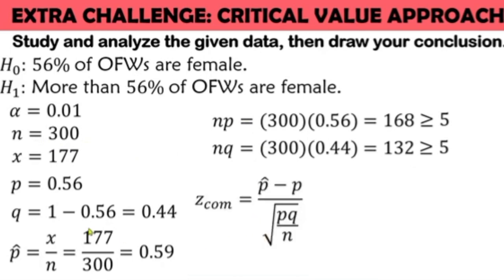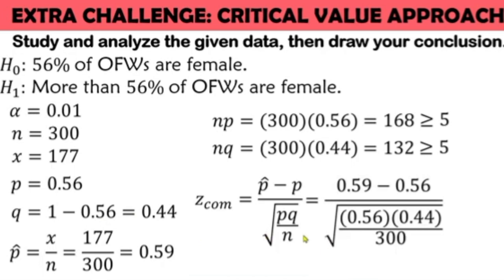Now let us solve for the z value. Let us substitute our given here. Our sample proportion is 0.59. Our p is 0.56. Again, our p is 0.56. Our q is 0.44. And our n is 300. Computing this, it will give us 1.05.